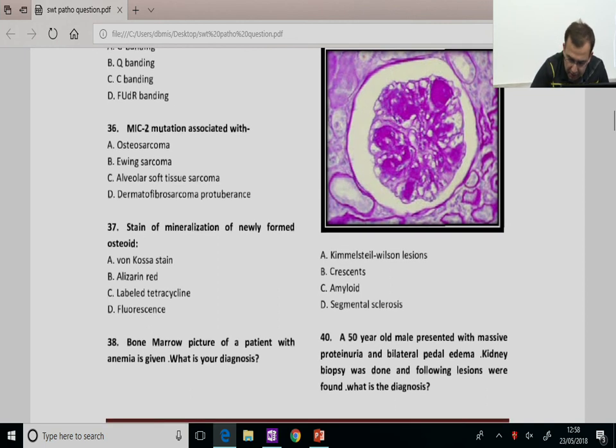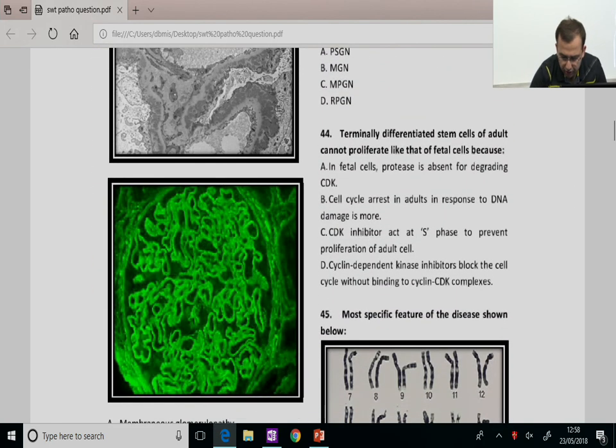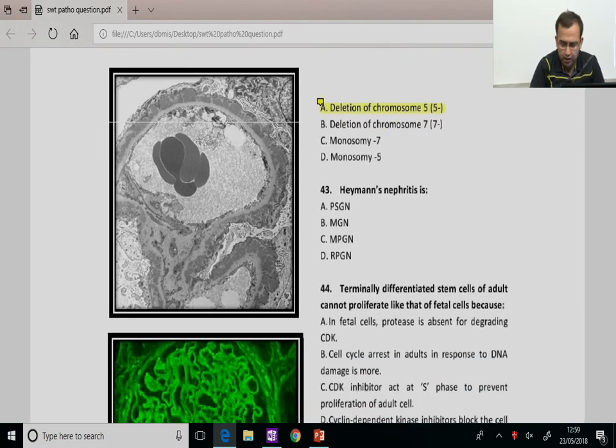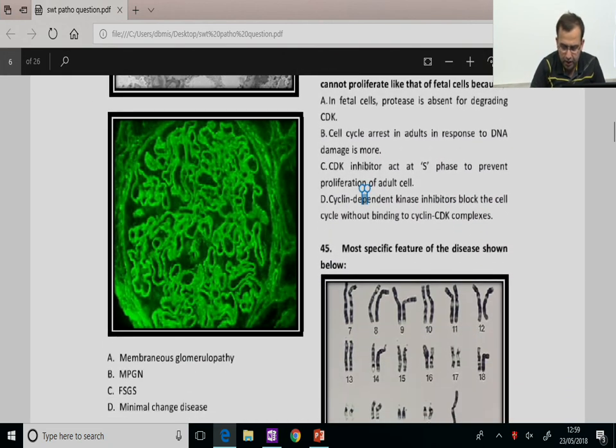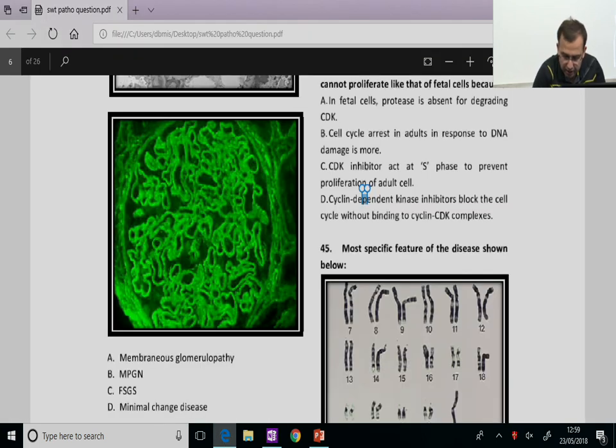Next, this gets us to the next question, that is question 40. Now forget the written MCQ. Let us have a look at the immunofluorescence picture. Immunofluorescence shows the classical appearance of MGN, that is membranous glomerulopathy or membranous glomerulonephritis, MGN.